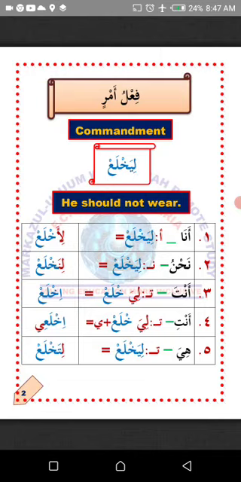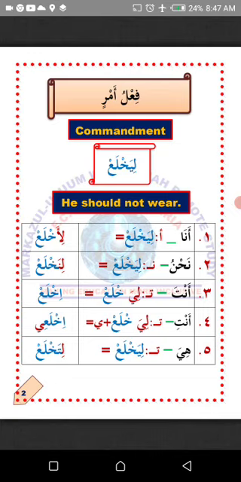The question is, how do we change the verb liyakhala to suit the pronouns below? Liyakhala simply means he should take off. He in Arabic is huwa, being the opposite of hiya, she. So how do we now change the verb liyakhala to suit the following pronouns?